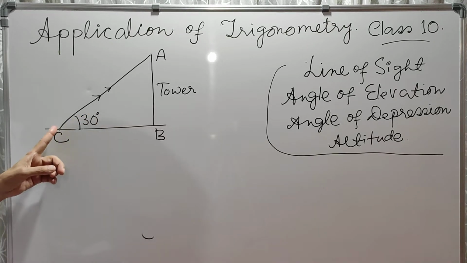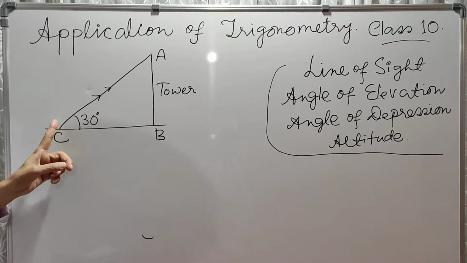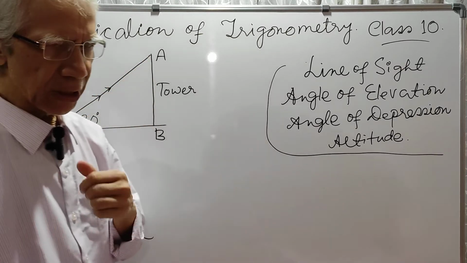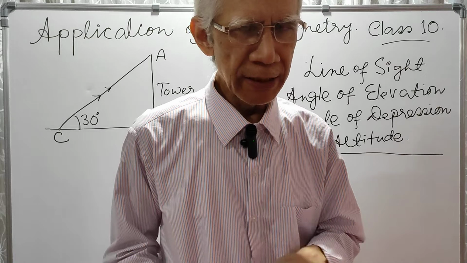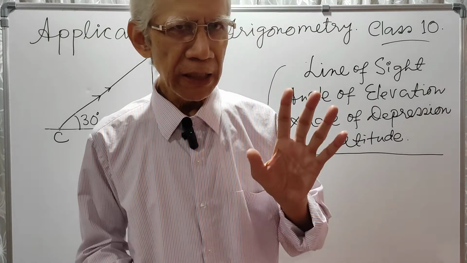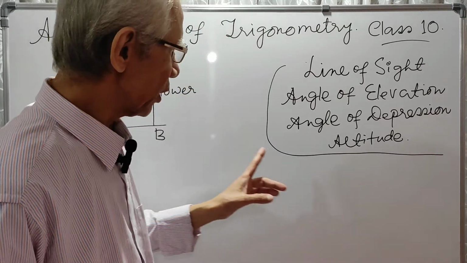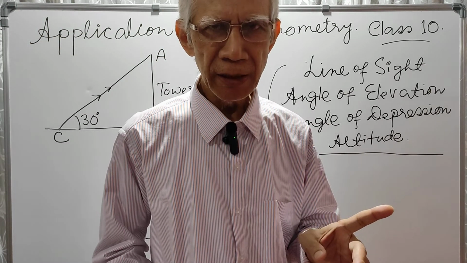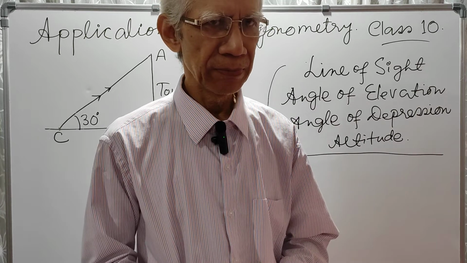Now, from the ground, an observer is looking up towards the top of a tower. Now you see the question I am now reading out. In the exam, you have to read the question very carefully, and then from the question you have to draw the correct diagram. If you have drawn the diagram correctly, more than half of the work is done.